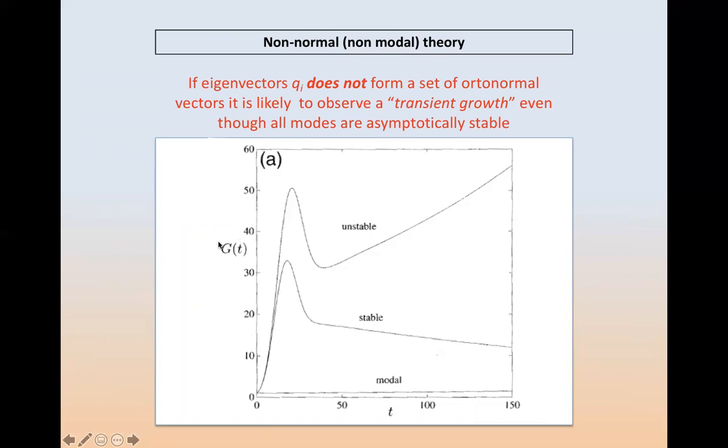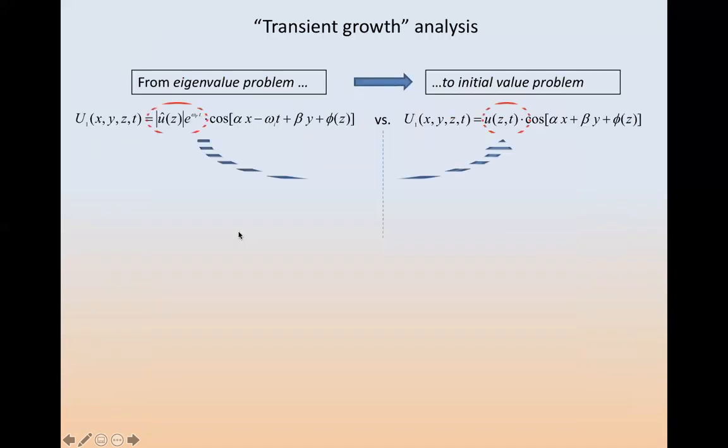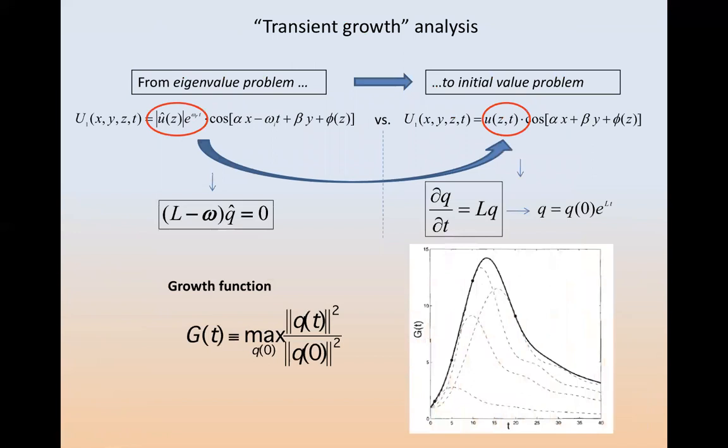We have time, and we have here the so-called growth function. The growth function is something related to the energy of the perturbation. The formal definition is here. So we have a non-normal or non-modal analysis. We switch from an eigenvalue problem to an initial value problem.